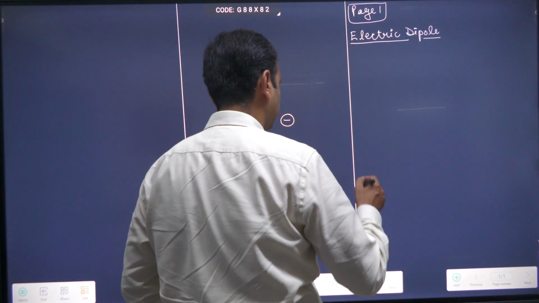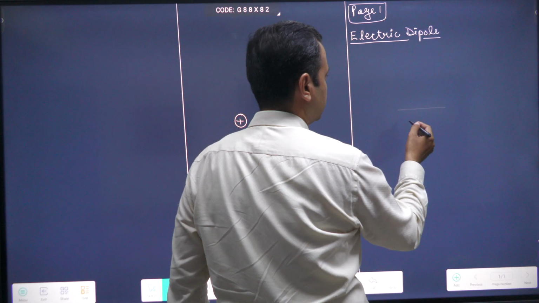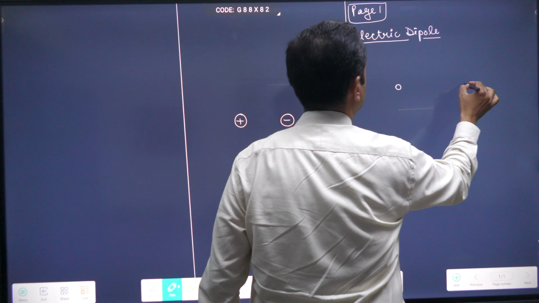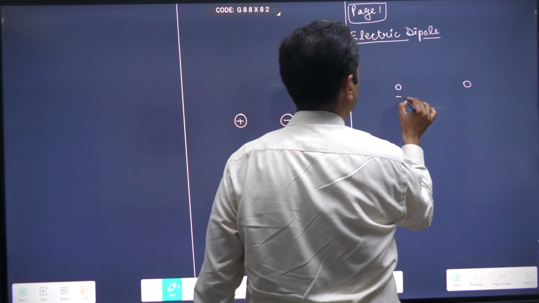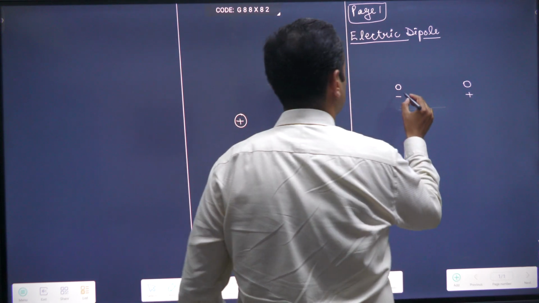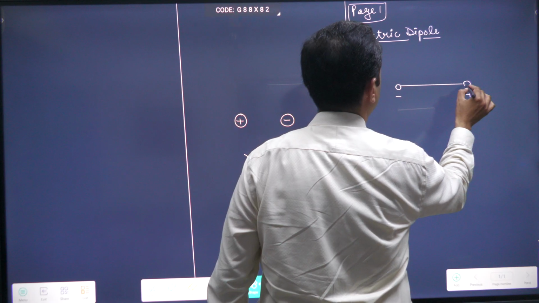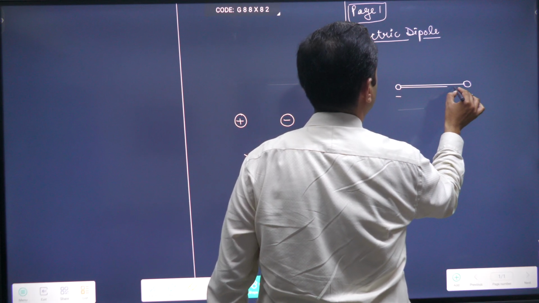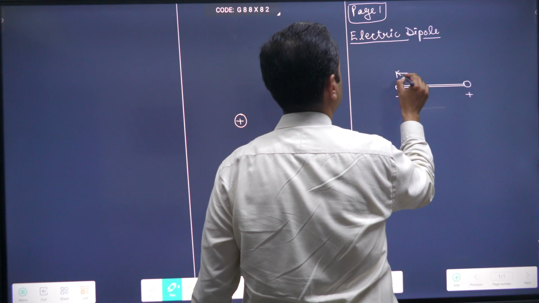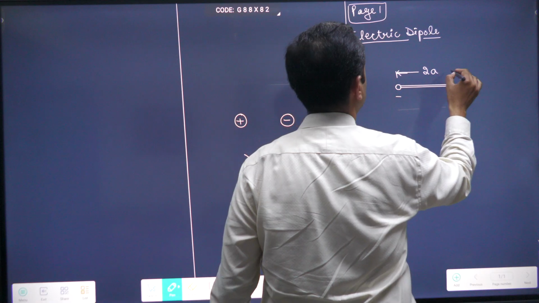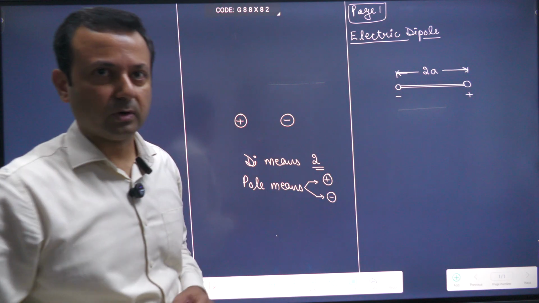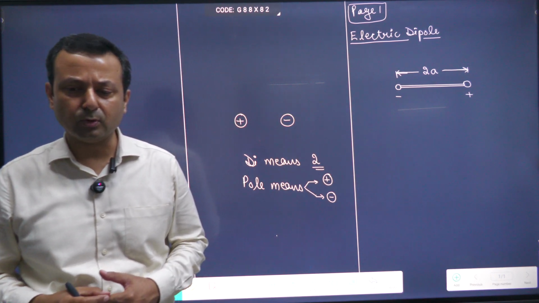So let me tell you how it is made. This is a negative charge, this is a positive charge. Whenever this positive and negative charge are separated by a very small distance, we take this small distance as 2a. Then we say that an electric dipole is formed. Now, why this word dipole?